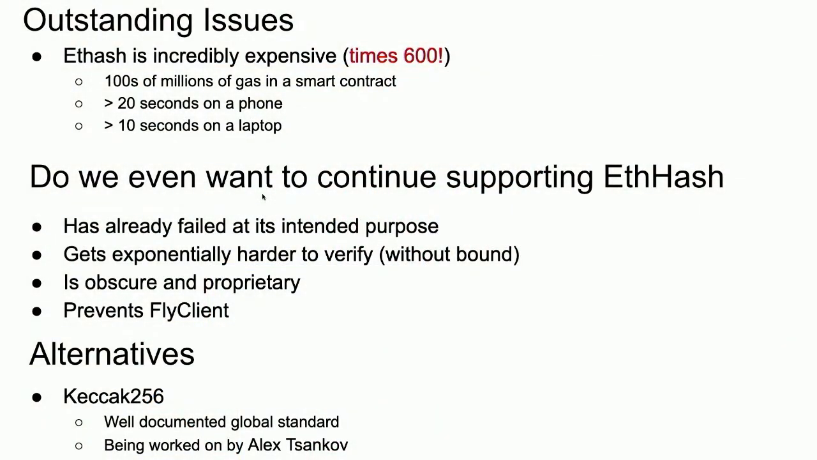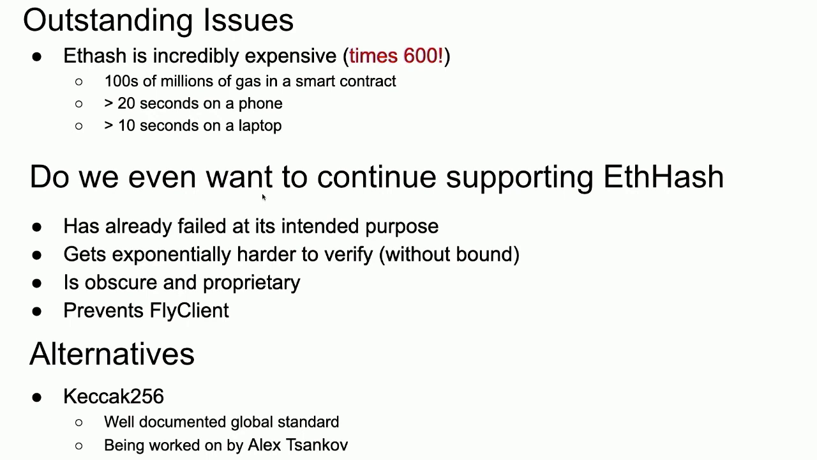All right, so now I'm going to get to the issue, which is the hashing algorithm that we have currently on Ethereum Classic and on Ethereum. The verification for that is extremely expensive. Inside a smart contract, it would be hundreds of millions of gas just to do one of them. On a phone, it's 20 seconds. On a laptop, it could be 10 seconds. That's because you need this DAG structure, which is expensive to create.